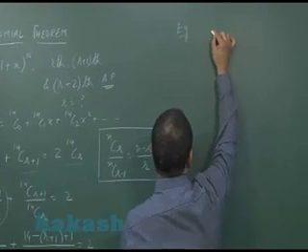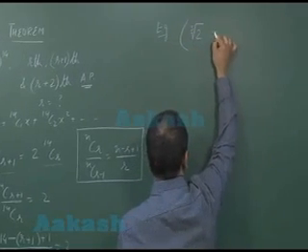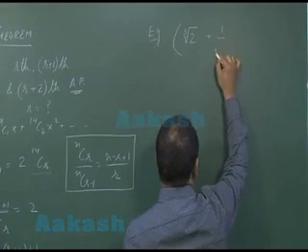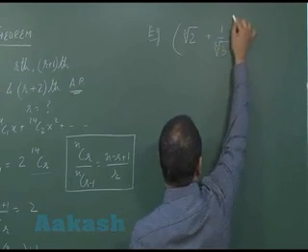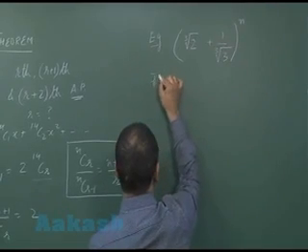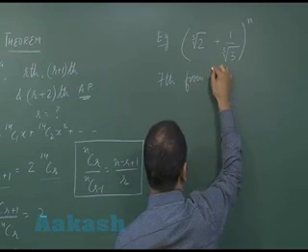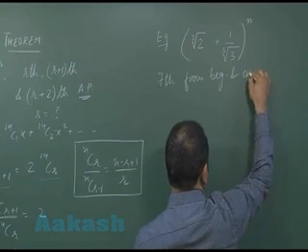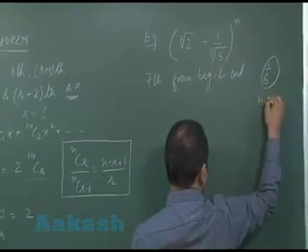In this example, it is given that in the expansion of cube root of 2 plus 1 upon cube root of 3 whole raised to the power n, the seventh term from beginning and from end has ratio 1 upon 6. So what should be the value of n?